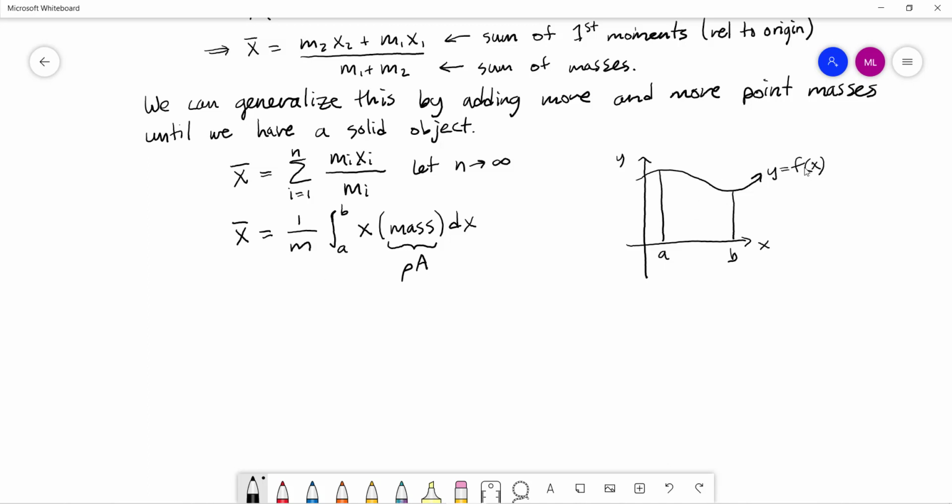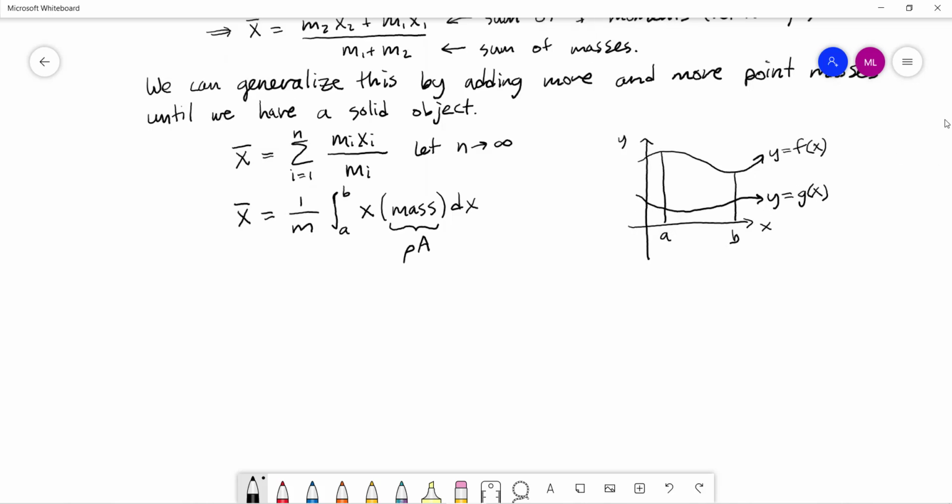By simply integrating f of x minus 0. And we can generalize this if we had a different curve on the bottom, doing something like this. If we had some y equals g of x, we could figure this out as well, but I'm going to stick to the simple case where the bottom is 0. We'll just stick to that.